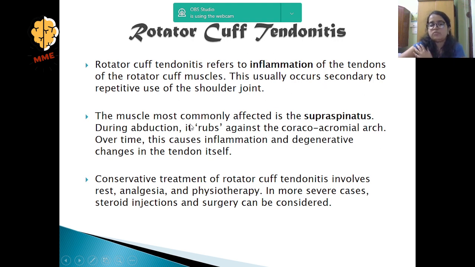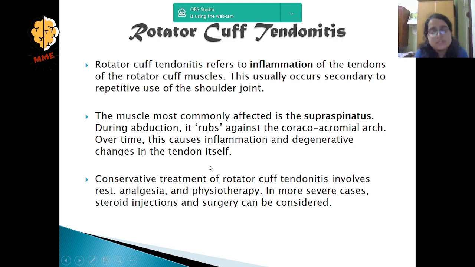During this abduction function from 0 to 15 degrees, it rubs against the coracoacromial arch. This coracoacromial arch is formed by the coracoid process of the scapula, the acromion process of the scapula, and the two connected by the coracoacromial ligament. So during abduction, it rubs against the coracoacromial arch, and over time, this rubbing or friction causes inflammation and degenerative changes in the tendon itself.